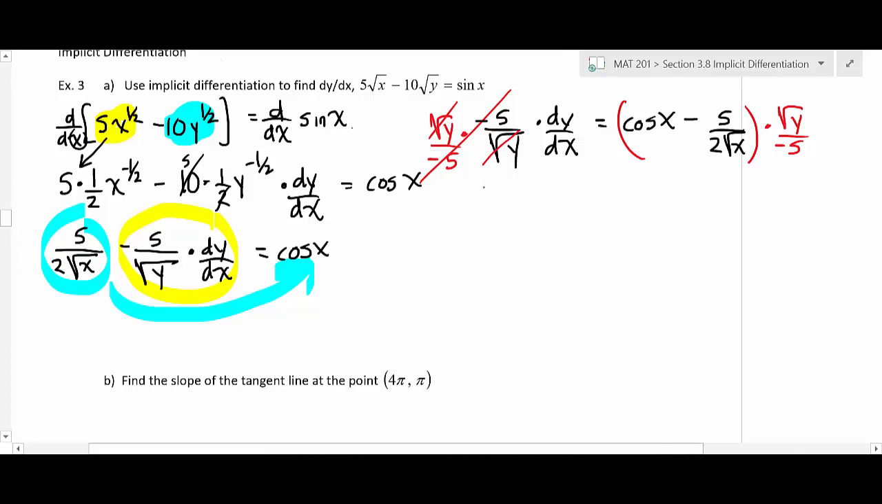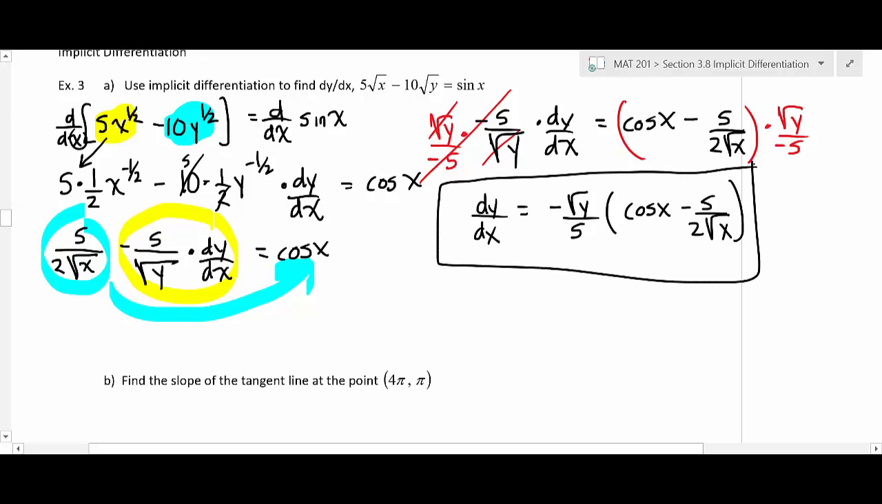Okay, so what I would have then for my derivative is dy over dx. You can leave it in this factored form. You don't have to multiply this out. I'm just going to write that first part as negative root y over 5, and then cosine x minus 5 over 2 root x, like that. Okay, and that's a good derivative. That looks good to me. You can distribute out if you want to, but you're not required to. Does anybody have a question about that?